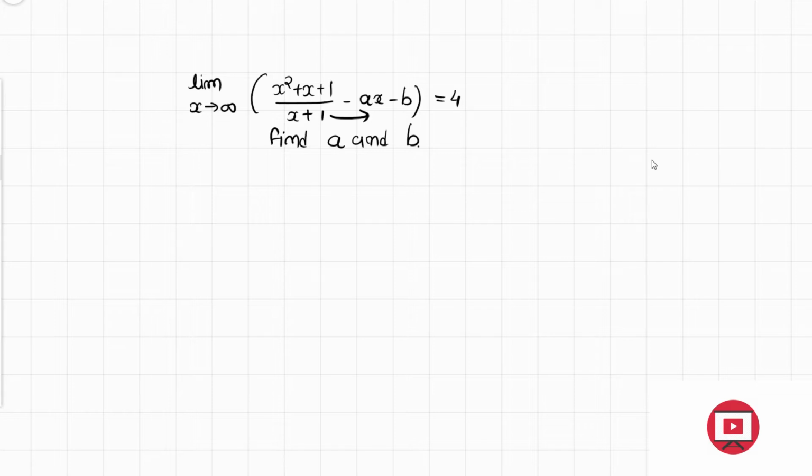Today we are trying to solve a problem of limit. This problem is from the IIT JEE paper 2012. So let us try to figure out this problem.